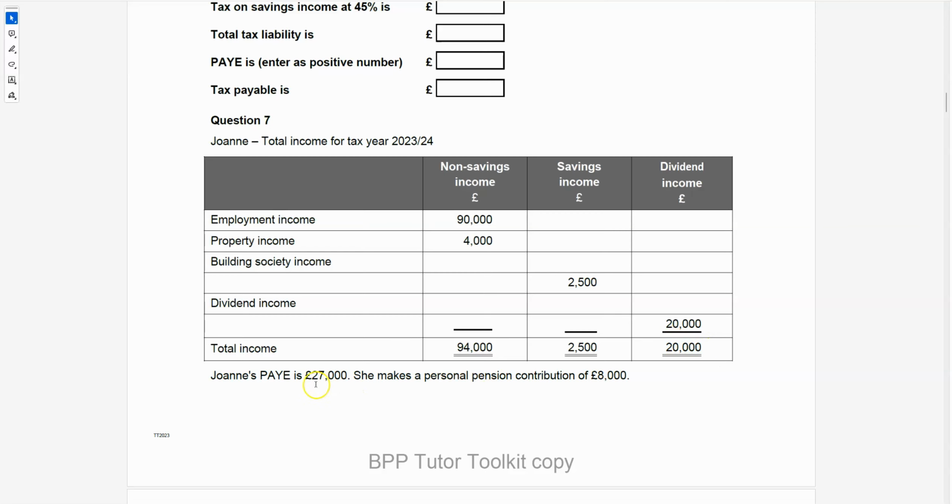Then he paid PAYE, the tax deducted at source, 27,000, and she made a personal pension contribution of 8,000 as well. Now remember that the PPC is normally paid net. So if someone paid PPC net, we need to make it gross. It's very important to remember that. If it is an occupational pension, then remember it is always paid gross. But if it is a PPC, personal pension contribution, it is always paid net. That means 8,000 is a net figure and we have to gross it up by 20%. So 8,000 divided by 0.80 will make 10,000.